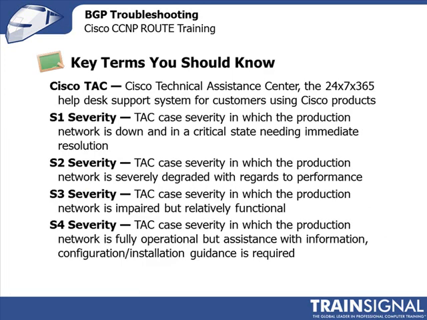Some terms, obviously, Cisco TAC is the Technical Assistance Center. Severity 1 is a production hard down emergency. We sometimes just call it a P1 or a network down emergency. Severity 2 is the network is severely degraded. Severity 3 is the network is impaired but largely operational. And then severity 4 is just informational or configuration assistance.